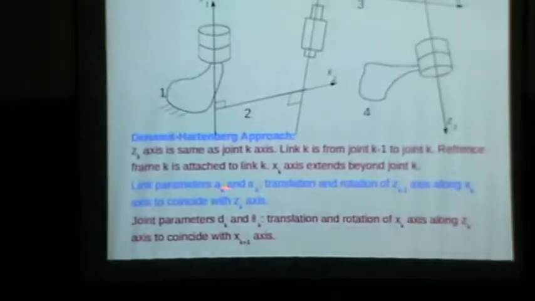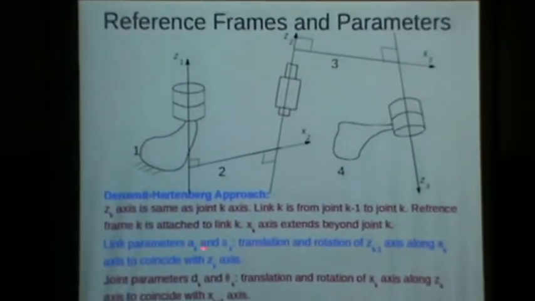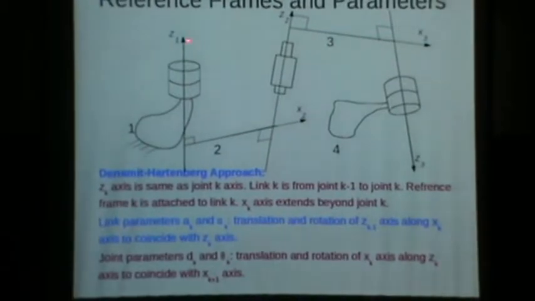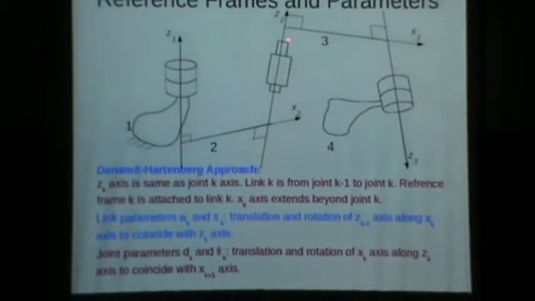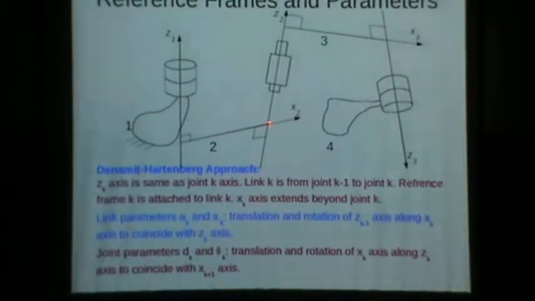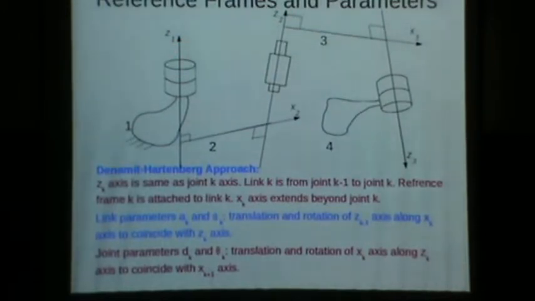Okay, they are called A and alpha. So mathematically you can regard this A_k and alpha_k as follows, or A2 and alpha 2 as follows. The translation you have to give to Z1 along X2 to make it coincide with Z2. You have to translate it by this much, and you have to rotate it by a certain amount in order to make this coincide with this. Okay? That is the operation you have to imagine for defining A and alpha.